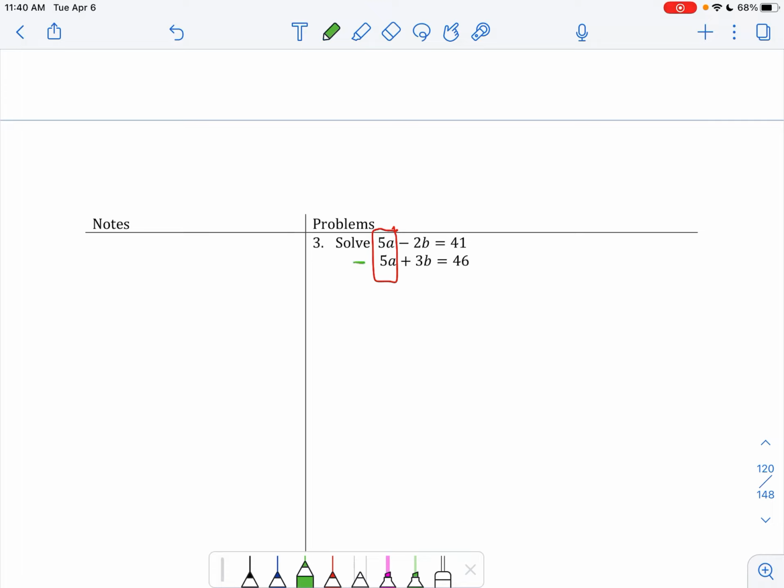We need to subtract these equations, but if we subtract one term, we have to subtract all of them. Because it's still an equation, we treat things equally. So 5a minus 5a cancels out. Negative 2b plus negative 3b is negative 5b. You'll notice we were spending a lot of time practicing our negatives. And then equals 41 minus 46 is negative 5. Divide both sides by negative 5, and we get b is equal to 1.